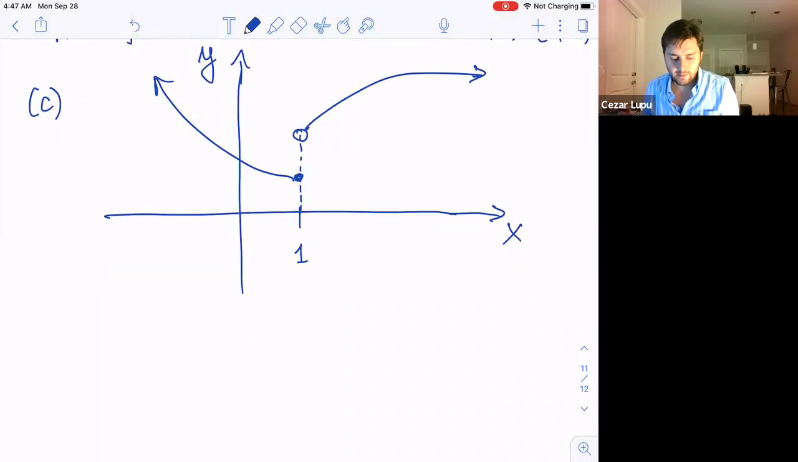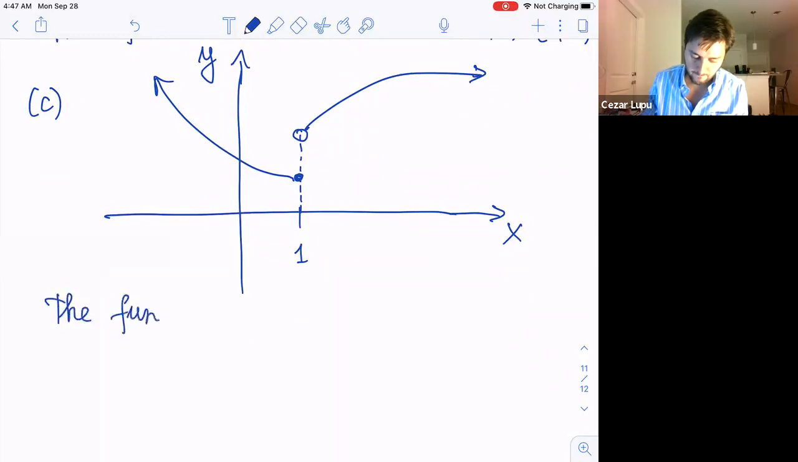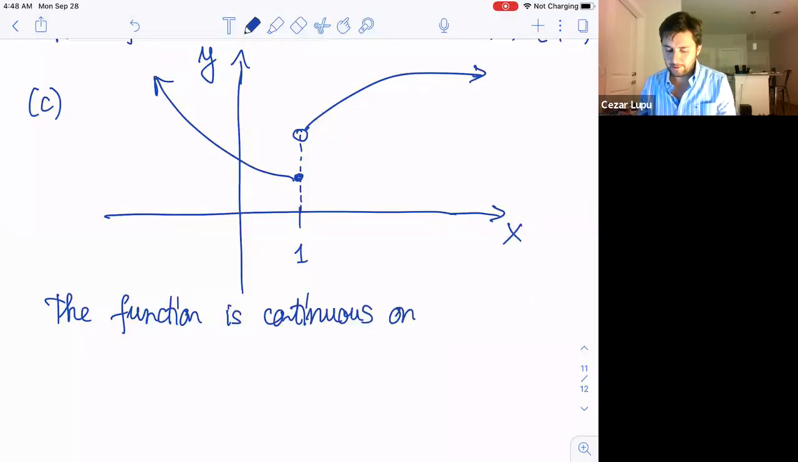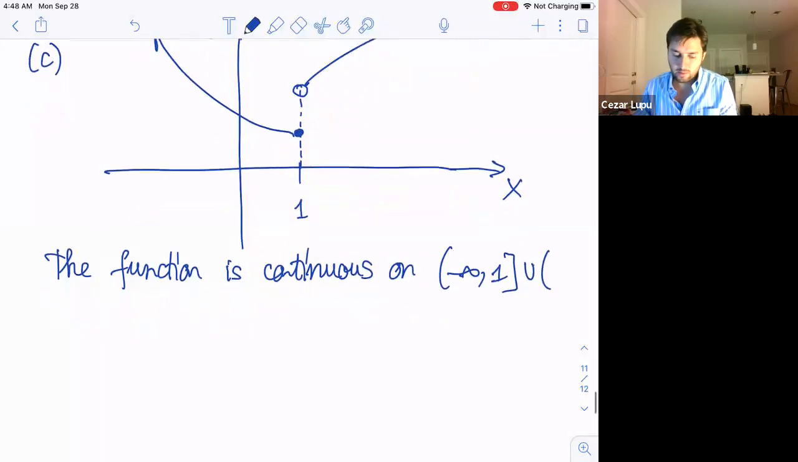Well, as you can see again, it will be continuous, but only on part of the line. So this means the function is continuous on the union of negative infinity to 1, closed interval at 1, as you can see, we don't have a hole here. But when we try to go to the other side, we have a hole. This will be union with 1 to infinity. So this is where the function is continuous, right?